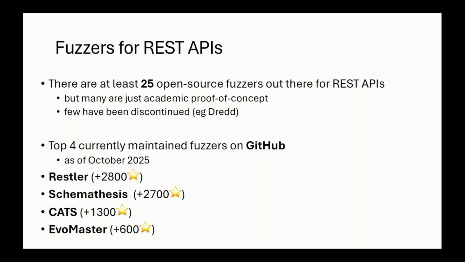And if you want to use fuzzing today, there are quite a lot of tools that are open source. I'm personally aware of at least 25 different open source tools on GitHub that you can use. But there are 4 major tools that you can use today. And when I talk about major, it's mainly on popularity on GitHub, like Restler from Microsoft Research, Schemathesis, Cats, and EvoMaster.